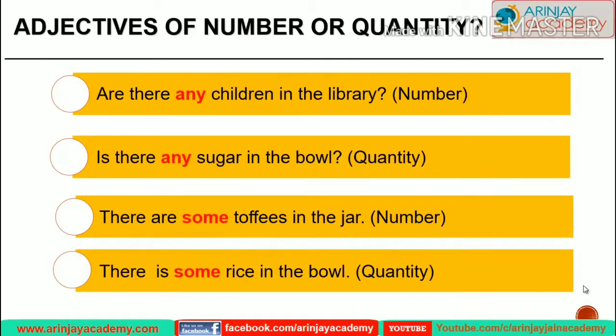When we say any children, any is an adjective of number. But when we say any sugar, any is an adjective of quantity. There are some toffees in the jar. Here, some is an adjective of number. But look at this sentence. There is some rice in the bowl. Here, the same adjective, some, is an adjective of quantity.